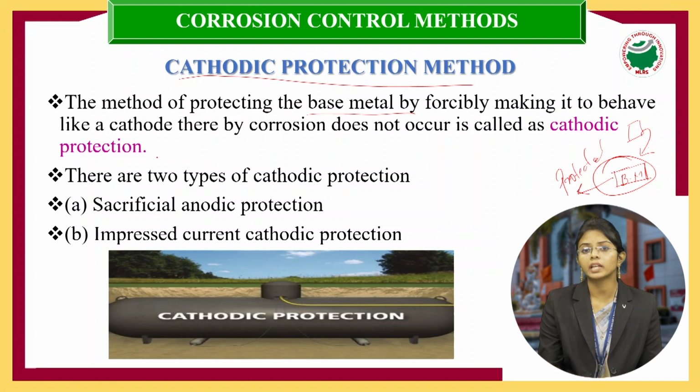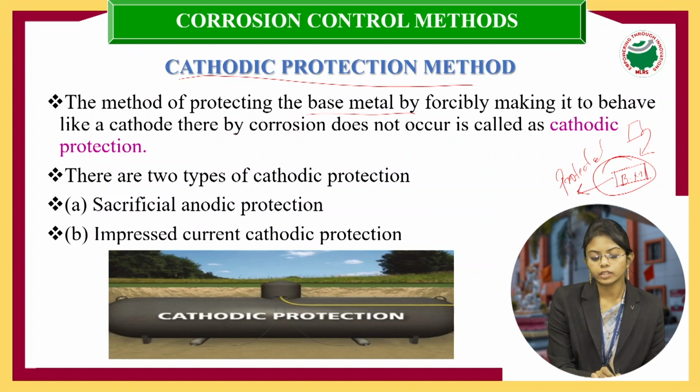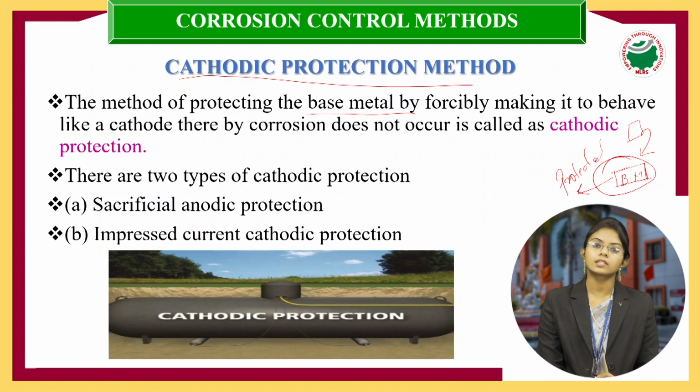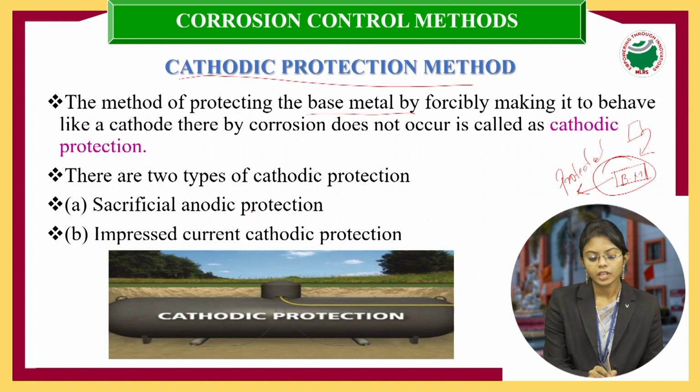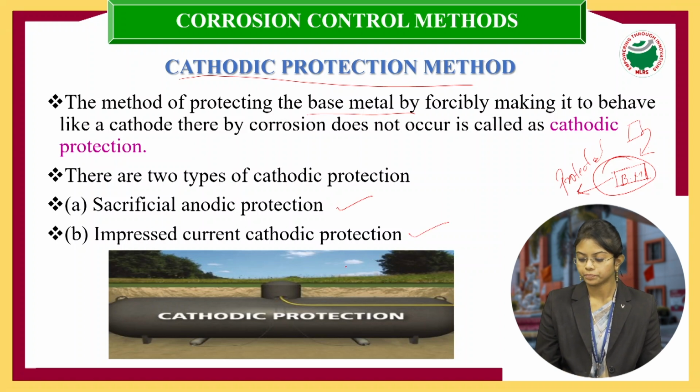Why do we have to make it a cathode? Because if it is a cathode, then the reduction process will take place and there is gain of electrons. That means this metal will not get corroded. Therefore corrosion does not occur, and it is called cathodic protection. As I said, this cathodic protection is divided into two types. One is sacrificial anodic protection and the other is impressed voltage or impressed current cathodic protection.